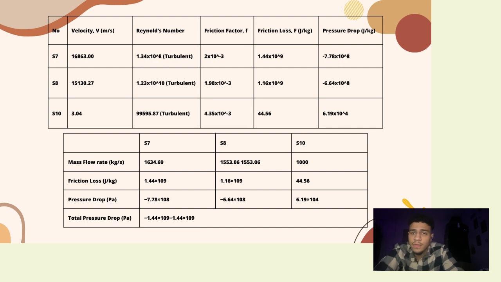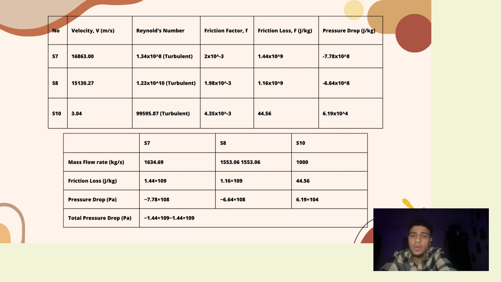After getting the value of the friction factor, that's equal to 2 multiplied 10 to the power of -3, we can calculate the total friction loss. The total friction loss can be calculated using the formula of K pipe plus K fittings plus K valves plus Kc plus Ke. The K pipe is equal to 4FL by D. After getting the values for the K fittings and the K valves and assuming that Kc and Ke is equal to 0.5 and 1, we can get the value of the total friction loss, which is equal to 1.44 multiplied 10 to the power of 9.